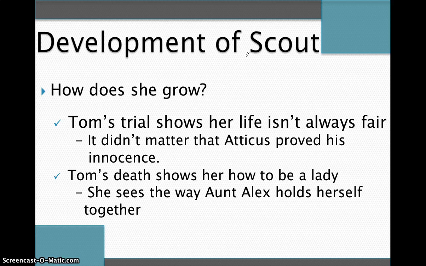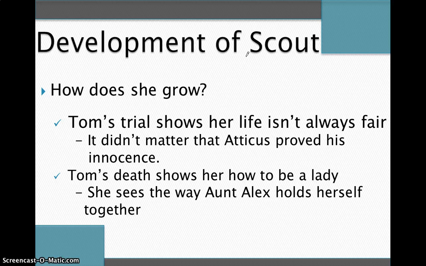The second event that affects her is Tom's death. At the time of discovery, Scout is with Aunt Alex, and although she is horrified at the news, Aunt Alex is able to hold herself together and proceeds in a ladylike manner. Scout notices and respects this, and in doing so, realizes that sometimes being a lady and putting a mask on your emotions is a better way to handle things.